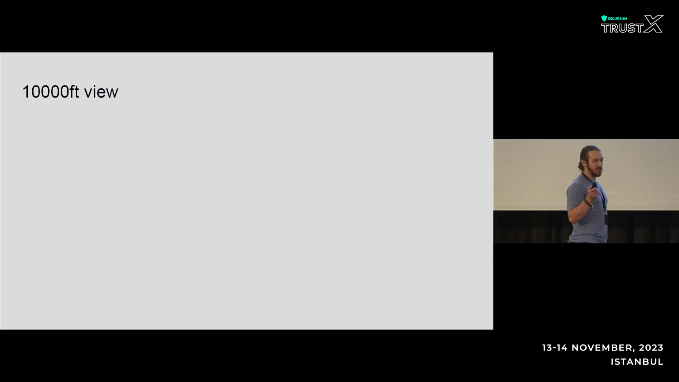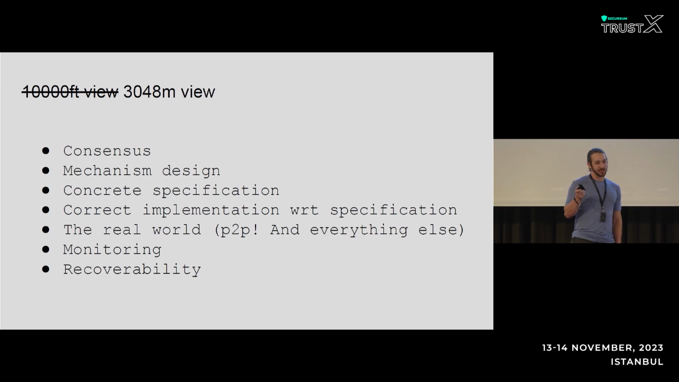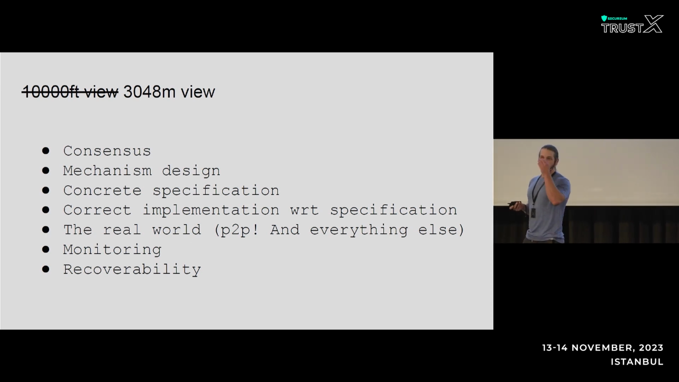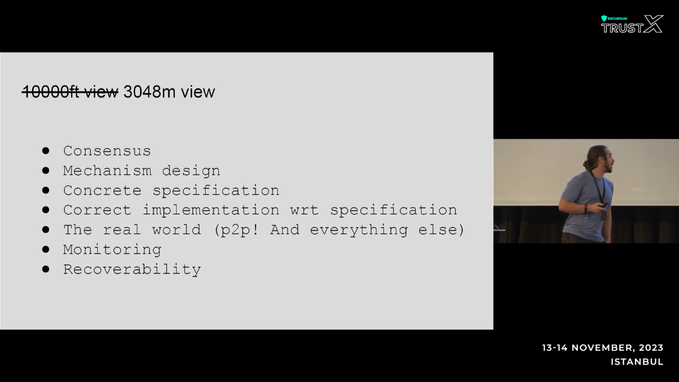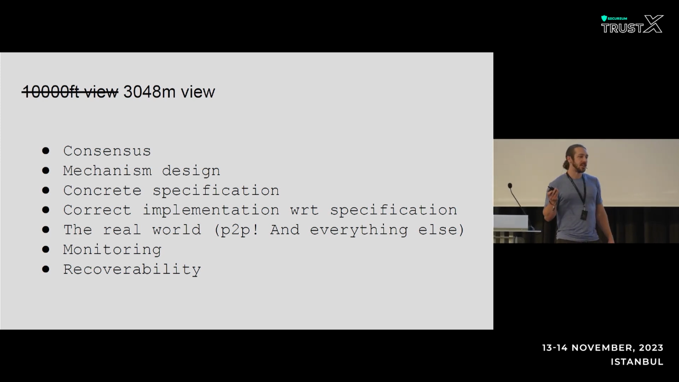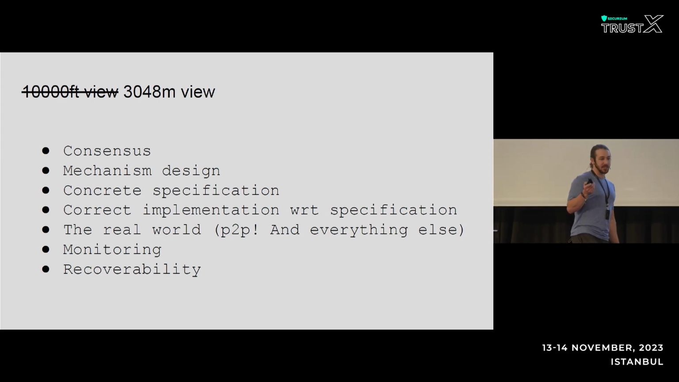10,000-foot view, although that's very American, so it's a 3,048-meter view. The things that we tend to look at in L1 security are, first, consensus: essentially, can we provide some sort of agreement mechanism on this network? Mechanism design is more of the higher level. Okay, we have consensus, but how do we incentivize it? What type of gadgets and features do we have in it? Then concrete specifications with respect to those things.